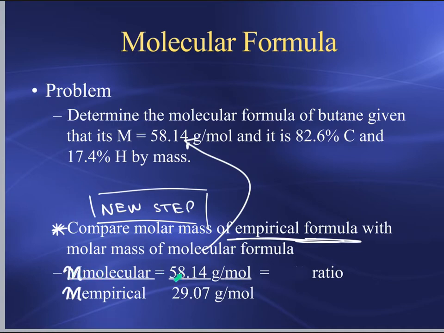molar mass of the molecular formula given to us in the problem, 58.14 grams per mole, and divide by the molar mass of the empirical formula, which we just found on the previous slide, 29.07. And that one is exactly right. The top one is twice that of the bottom. So that's giving us the ratio here that the molecular formula is twice as much as the empirical formula.